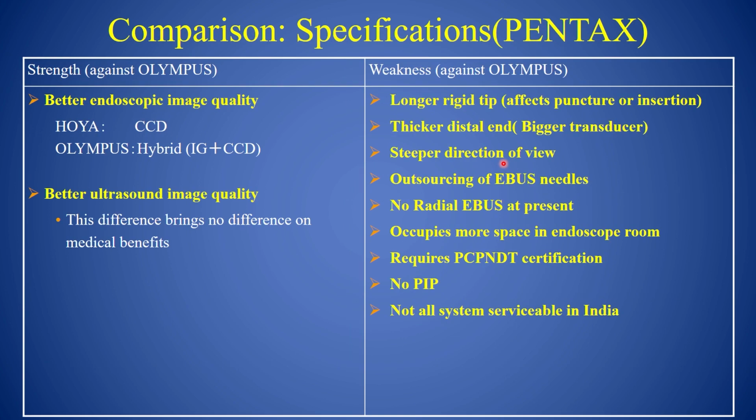And if you compare Olympus with Pentax, there is no doubt that Pentax gives you the best ultrasound image quality and an excellent endoscopic image quality. However, it has a longer rigid distal tip. It is much thicker. It's almost 7.3 millimeter distal diameter, which adds to patient discomfort and may require greater amounts of anesthesia. It has a steeper direction of view. The needles are outsourced. You do not have a radial EBUS available with Pentax.